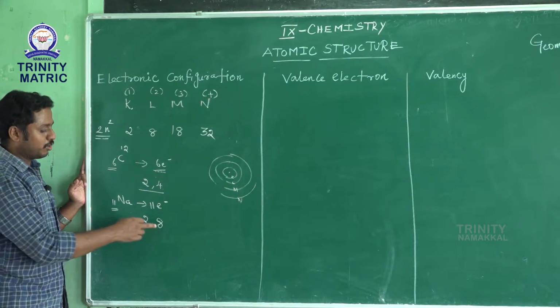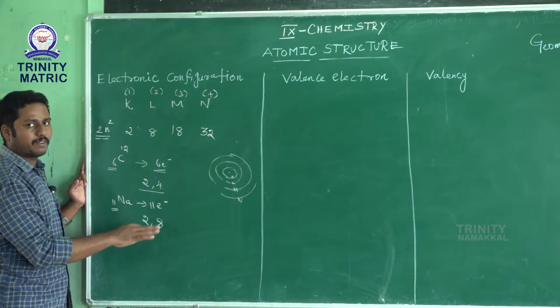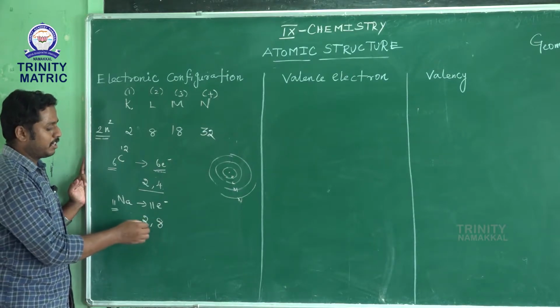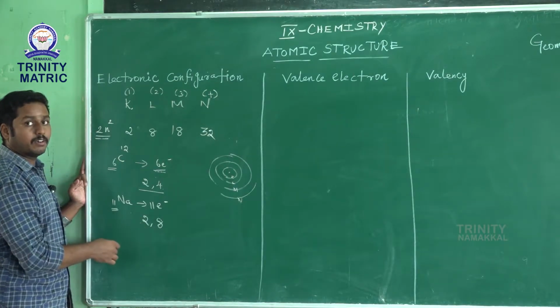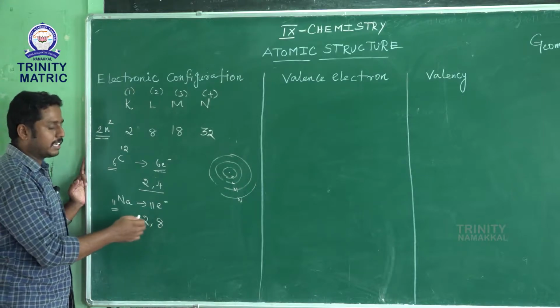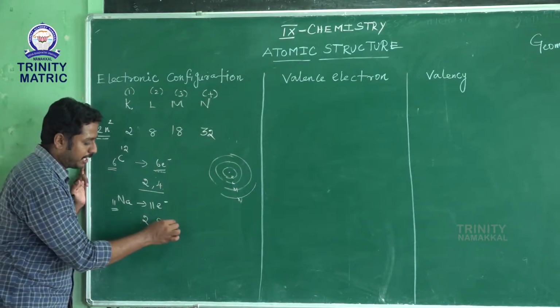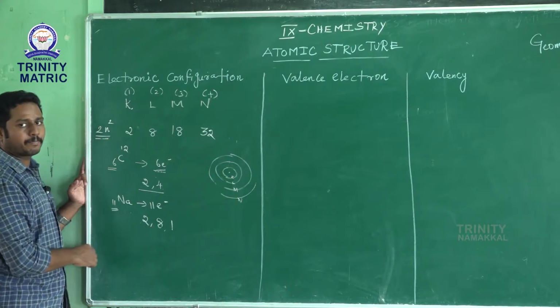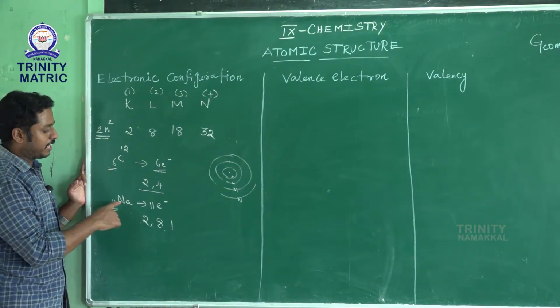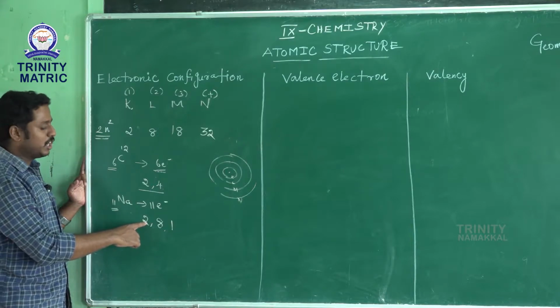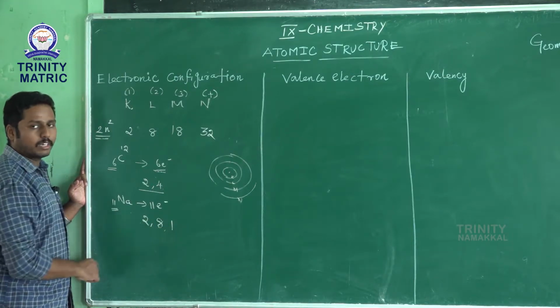Because the maximum capacity of the L shell is 8, it is completed. Total number of electrons filled: 10. Remaining, I have 1 electron. That electron enters into the M shell. So now the electronic configuration of sodium is 2, 8, 1.